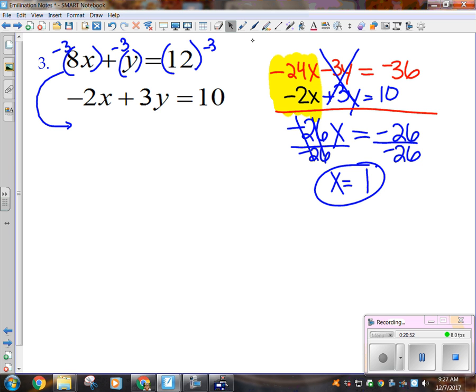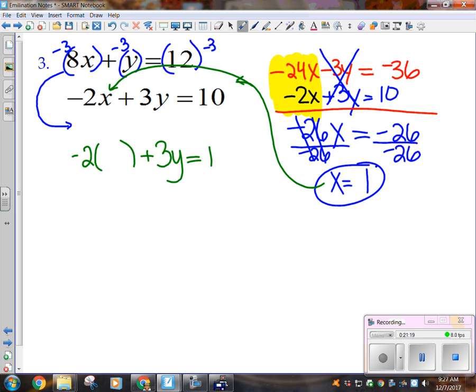Now, how do I get my second answer? I'm going to substitute back into either one of the original equations. Which one do you want to use? I tend to pick the one with the smaller numbers, but you can go to either one. Which one do you want to go to, Morgan? Top or bottom? Bottom. She says bottom. I'm fine with that. So negative 2 times x, which I'm going to substitute right here for x, plus 3y equals 10. So 1 goes in for x, and x comes out.